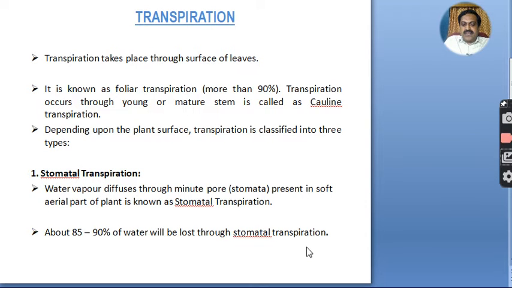The magnitude of stomatal transpiration is about 95%. That means the stomatal transpiration accounts for a substantial loss of water from the plant in the form of vapors. That is, around 95% of the excess water is lost in the form of vapors through the stomata.